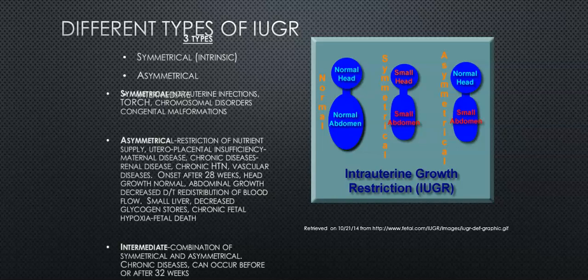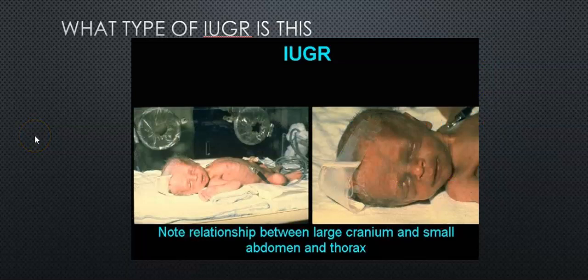They'll have normal head growth and normal abdominal growth, but decreased distribution of blood flow. So they'll have a smaller liver, decreased glycogen stores, chronic fetal hypoxia, and sometimes this can lead to fetal death. Then you have intermediate IUGR, which is a combination of symmetrical and asymmetrical. It's typically seen with chronic diseases, and it can occur before or after 32 weeks of gestation. When you look at IUGR, you can see in this baby a very large head and a small abdomen and thorax. So remember what I presented to you, the different types. You can have symmetrical and asymmetrical IUGR.